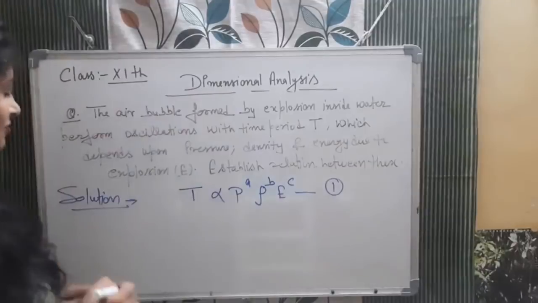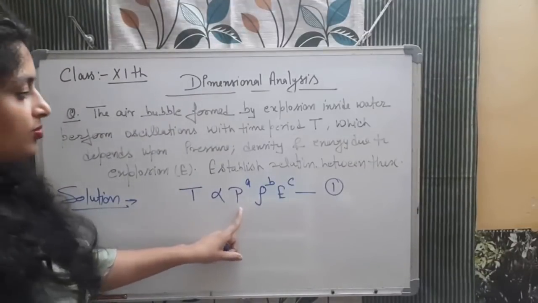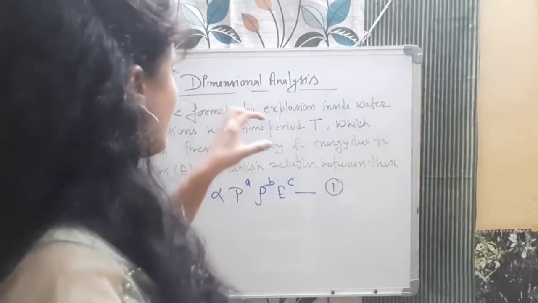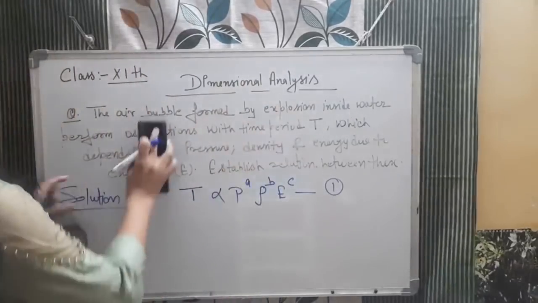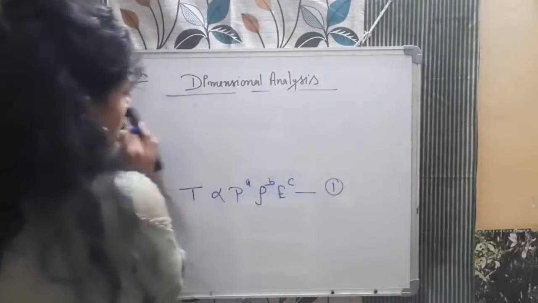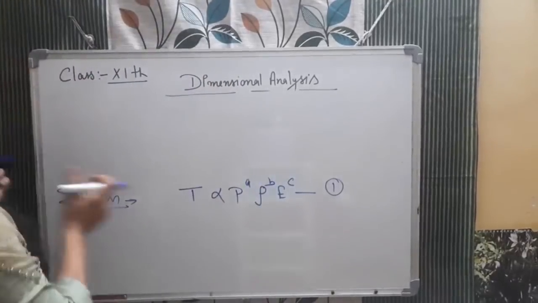Okay. Now what we need to do? We need to calculate the formula for the pressure, density, and the energy. So now I am erasing this definition part. I hope you noted it down. It took lots of space. Okay. So what we will do? Pressure.